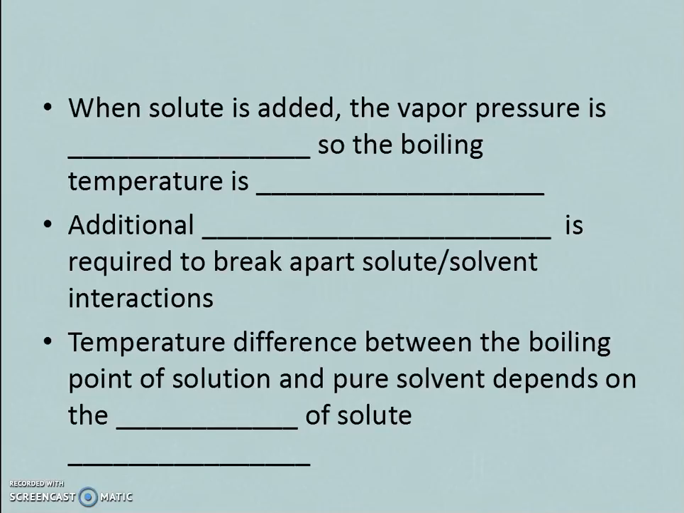It's going to have to boil at a higher temperature so it can get that vapor pressure back up. So when we add solute to a solvent, the vapor pressure is going to be lowered. So the boiling temperature, the temperature at which it's going to start boiling, will have to be higher or elevated. What we have to do is add additional kinetic energy so that we can break apart the solute-solvent interactions, those IMFs that are in there holding them together, so that we can overcome that atmospheric pressure and allow it to boil. The temperature difference between the boiling point of a solution and the pure solvent depends strictly on the number of solute particles.